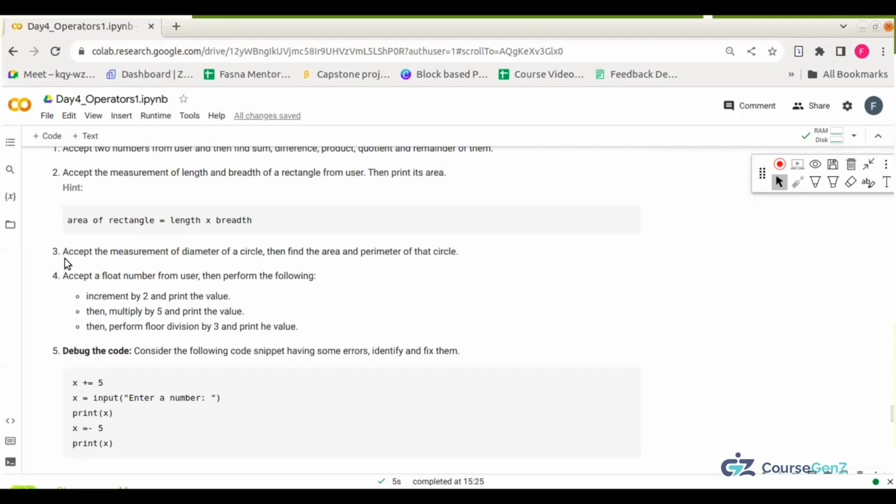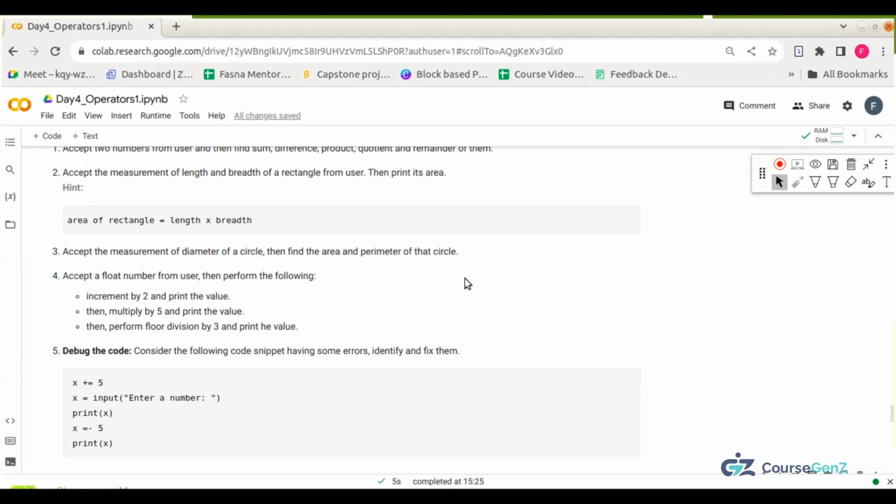It's an easy question. Then you have to accept the measurement of the diameter of a circle. Then you have to find the area and perimeter. So what's the formula for finding out the area? Pi r square. So you have to store the value of pi in a variable. It's 3.14. Then what will be the next step? You have to find r. But you have been given the diameter. So what is the relationship between diameter and radius? Radius is equal to diameter by 2.